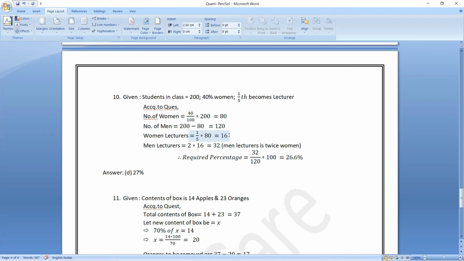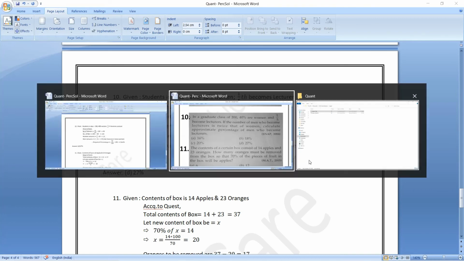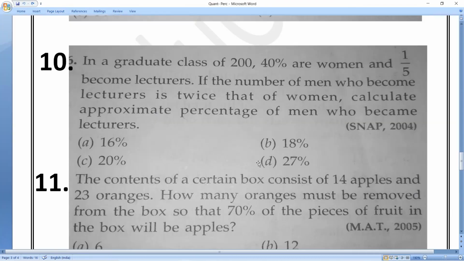The number of men lecturers will be twice that of women, so men lecturers will be 32. So the percentage required is 32 who became lecturers out of the 120 men. So 32 by 120 into 100 is 26.6%, which is equal to 27%. Okay, so option D. Now next question.